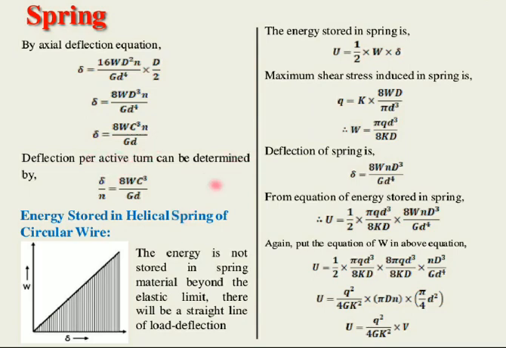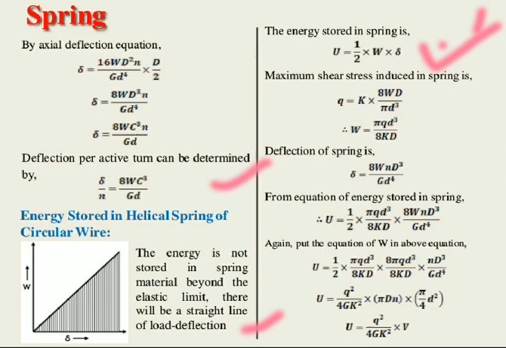Now we will study the topic, that is the energy stored in a helical spring of circular wire. The energy is not stored in spring material beyond the elastic limit. That means beyond the elastic limit, any type of energy or potential is not stored in any type of spring or in a helical spring. There will be a straight line of load deflection. The energy stored in the spring can be given by the formula U equals half into W into del.